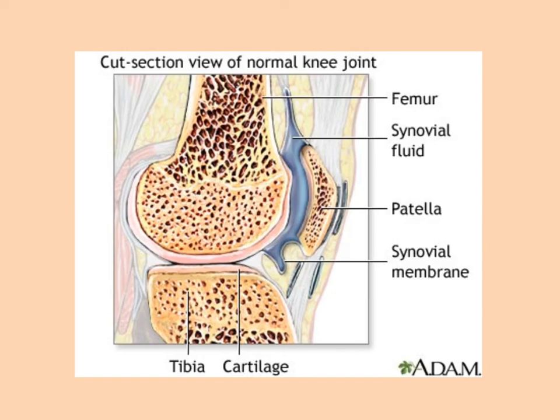This next picture just shows a cutaway of a healthy knee, and here you've got your synovial membrane between the kneecap and the end of the femur, and so there would be fluid in here providing some shock absorption, some lubrication as you're bending that knee and the kneecap is sliding back and forth on the front of the knee.